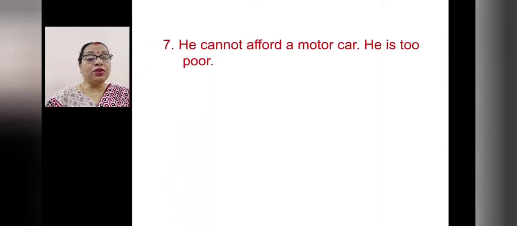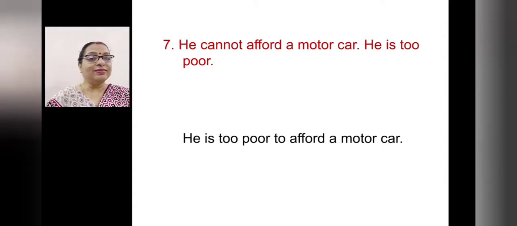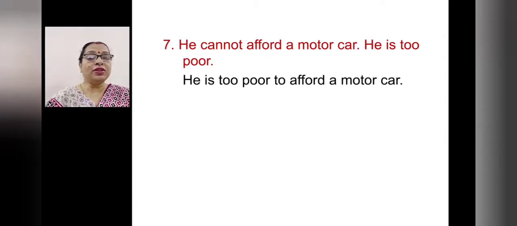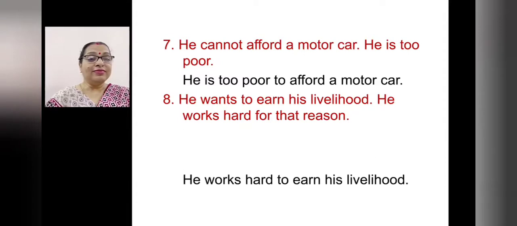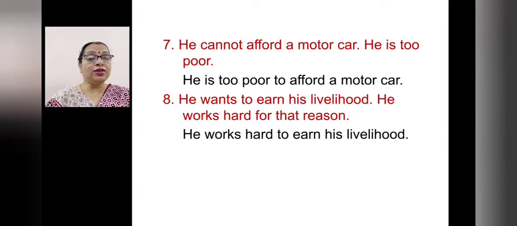He cannot afford a motor car. He is too poor. How will you join it? He is too poor to afford a motor car. He wants to earn his livelihood. He works hard for that reason. Combine these two sentences. He works hard to earn his livelihood.